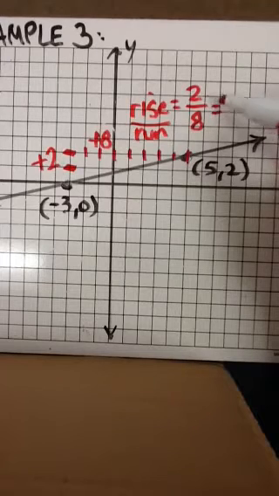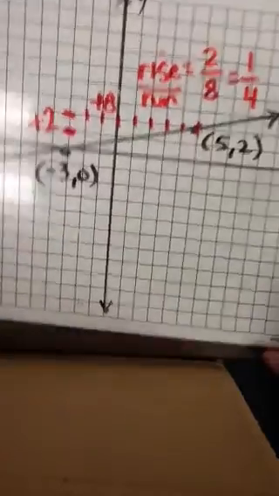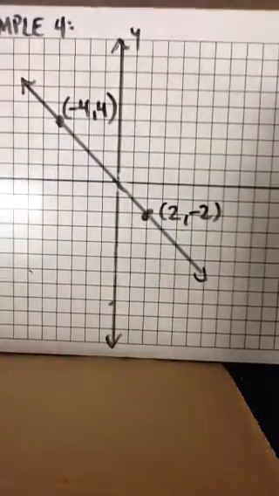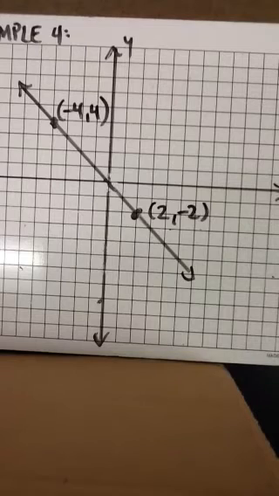Let's reduce our fraction for slope. 2 over 8 will reduce to 1 over 4. So the slope of this line is 1/4. How'd you do? Okay. Let's do one more. Example number 4. Calculate the slope of the line.